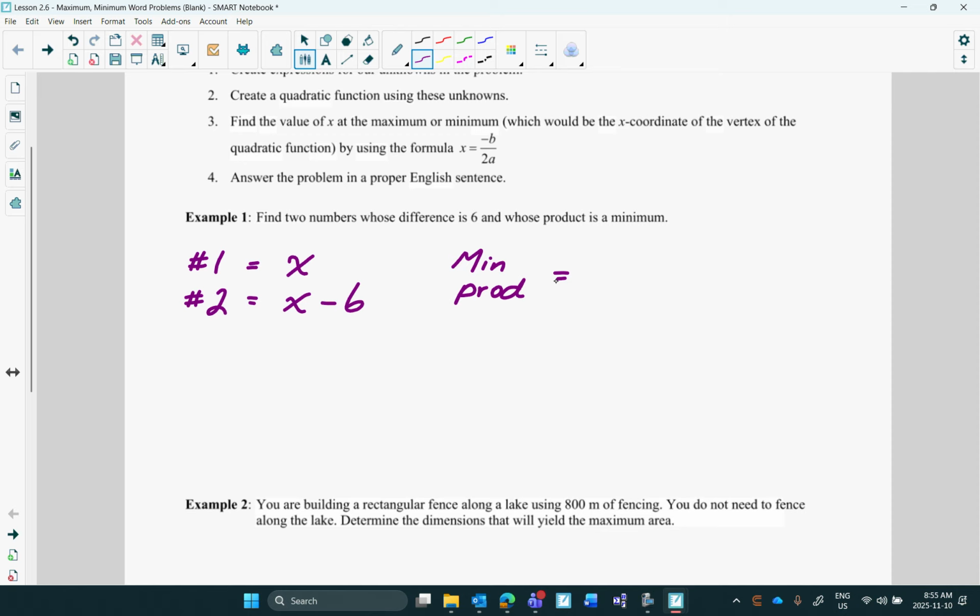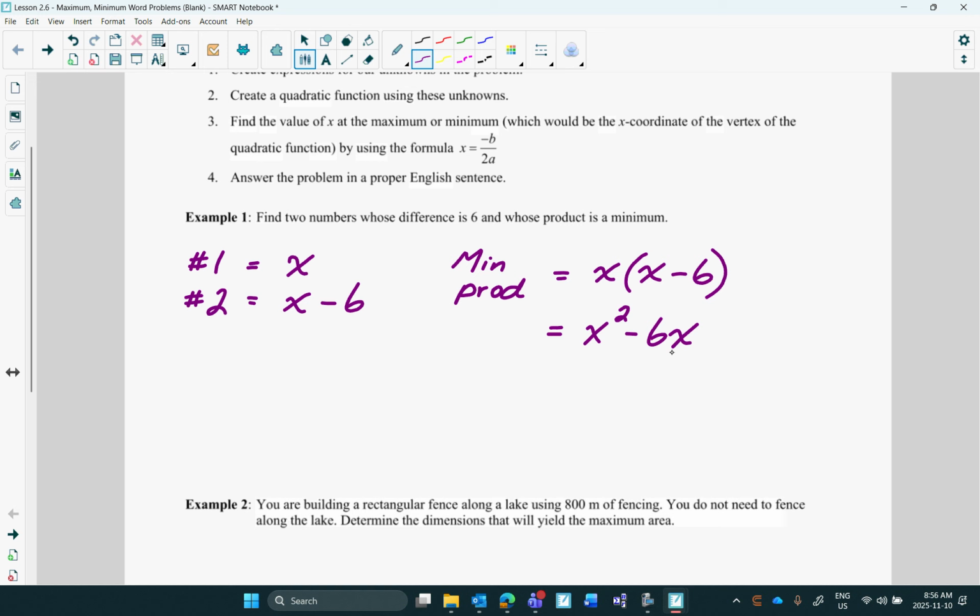Well, what do I do to find the product? I multiply the two unknowns together. Let's multiply this through. What do I get? X squared minus 6x. You just constructed the quadratic function. In the last problem we did, this was given to you. Well, it wasn't that one, but it was a different one.